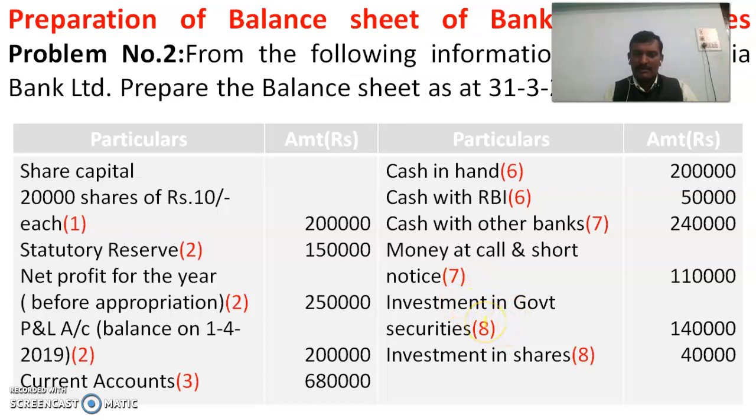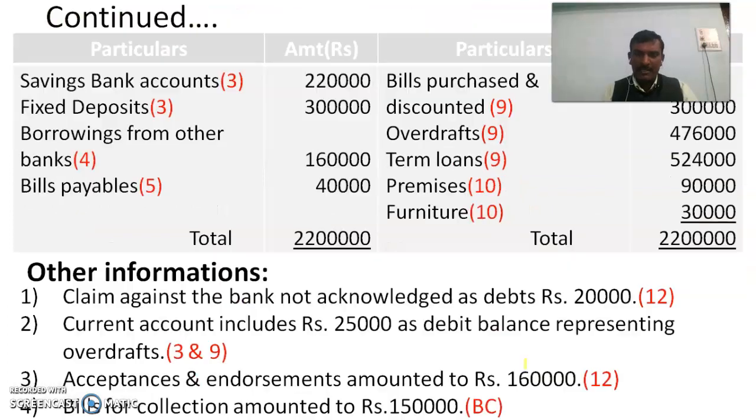Investment in government securities is schedule number 8. So any investments, whether in government securities or in the form of shares, investment is a part of schedule number 8. Likewise, we can also classify the further items like savings bank account. It comes under schedule number 3. Fixed deposit is also an item of schedule number 3. Borrowings from other banks is schedule number 4. Bills payable is other liability, comes under schedule number 5.